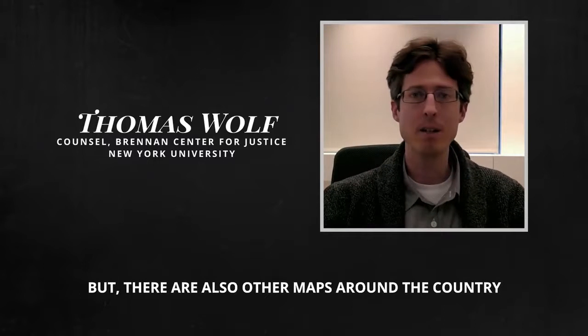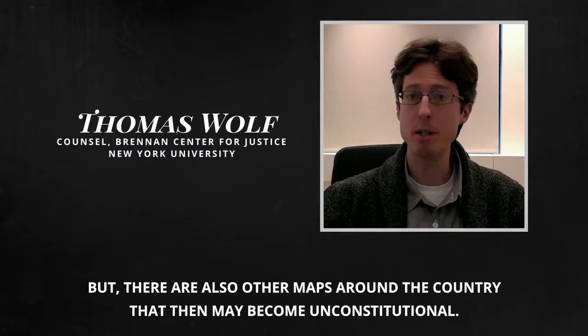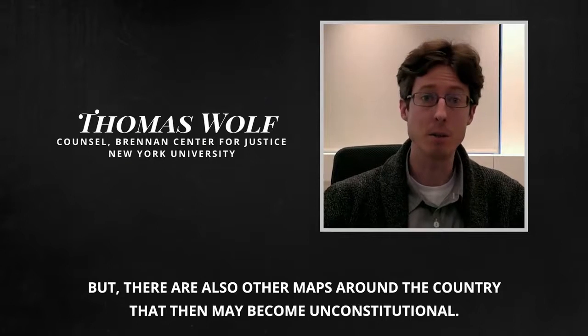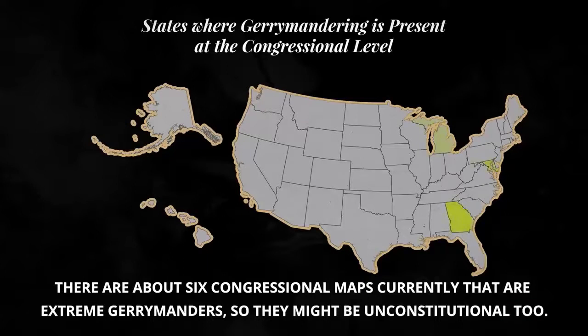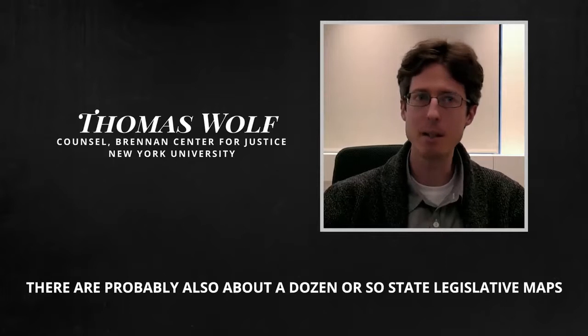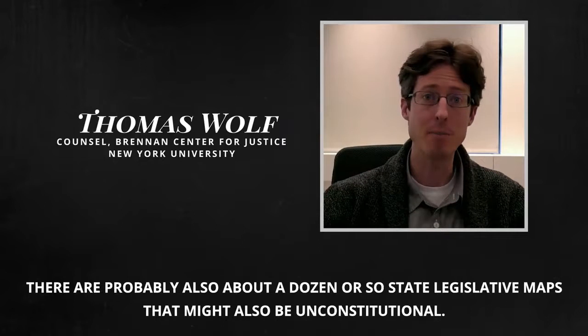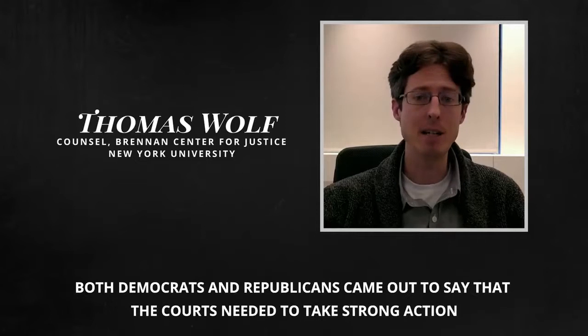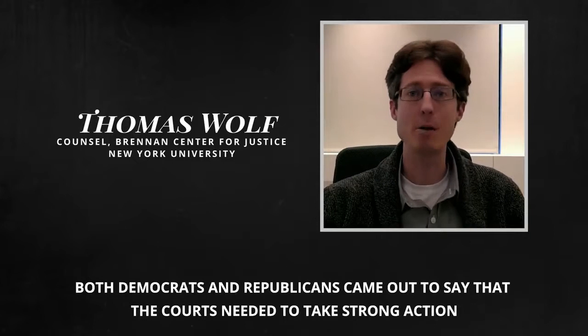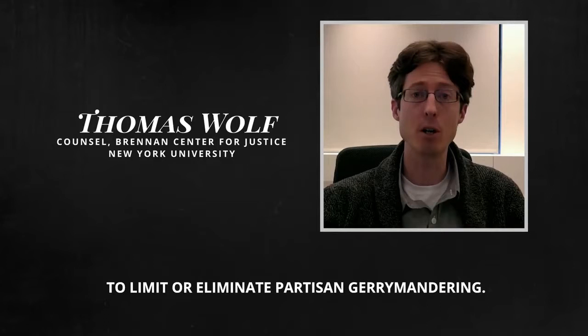But there are also other maps around the country that then may become unconstitutional. There are about 6 congressional maps currently that are extreme gerrymanders, so they might be unconstitutional too. There are probably also about a dozen or so state legislative maps that might also be unconstitutional. To be clear, both sides are guilty when it comes to gerrymandering, and both parties have members ready to speak up against it. Both Democrats and Republicans are now saying that the courts needed to take strong action to limit or eliminate partisan gerrymandering.